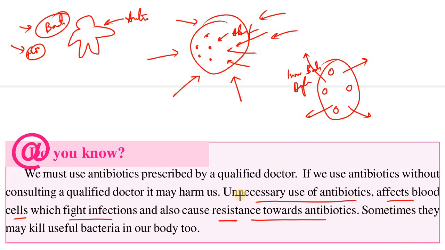so there are three important effects of unnecessary use of antibiotics. Number one, they affect blood cells which fight infections. Number two, they cause resistance towards antibiotics. And number three, they kill useful bacteria in our body which are there to help us in digestion, in several other processes as well. So this is very dangerous.